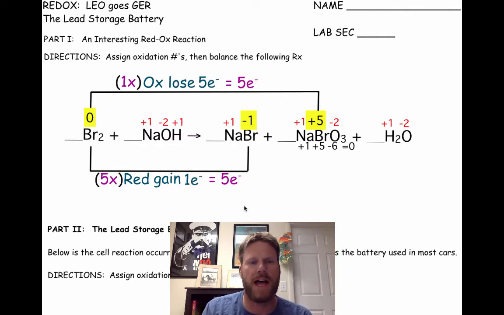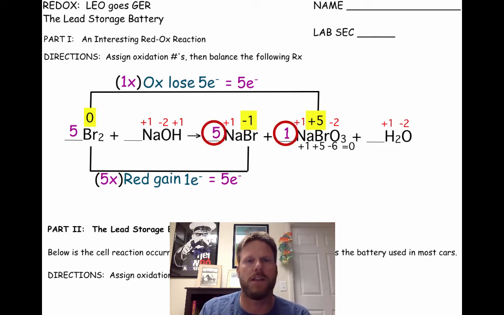Because we multiplied the reduction process by 5, we can put a 5 in front of Br2 and in front of NaBr. Since we multiplied the oxidation process by 1, we could put a 1 in front of Br2. We already had a 5 there, so we don't have to put anything there, and a 1 in front of NaBrO3. And now we can balance it from there. These coefficients are going to remain the same.